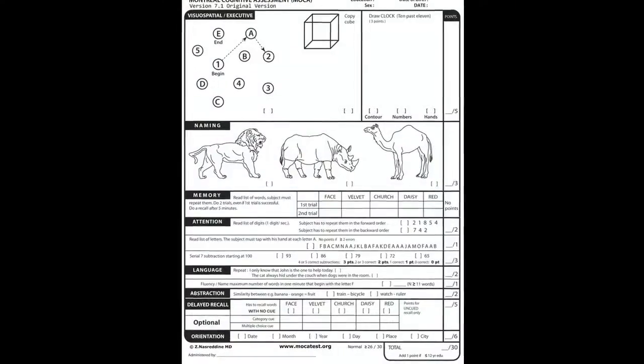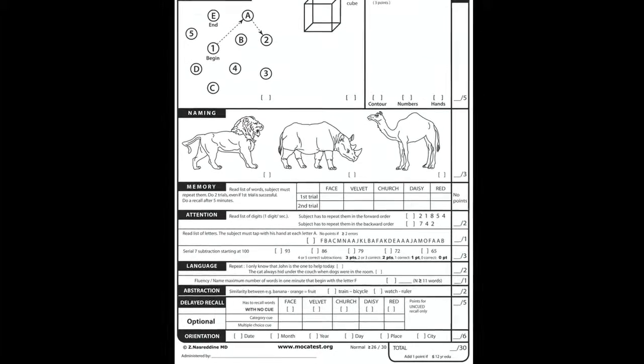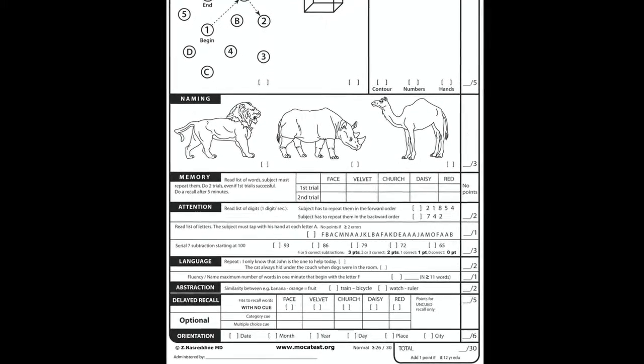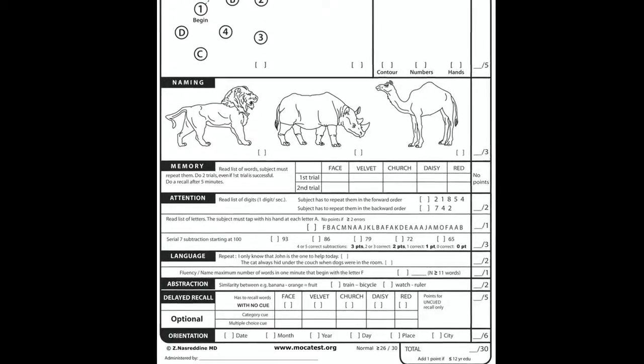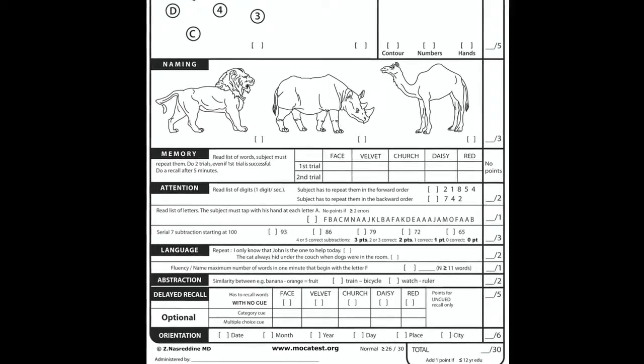So the scoring, if they make one mistake, you can still allocate a point. If they make more than one mistake, the scoring is 0. The next part of the attention section looks at serial 7s. The examiner gives the following instructions.